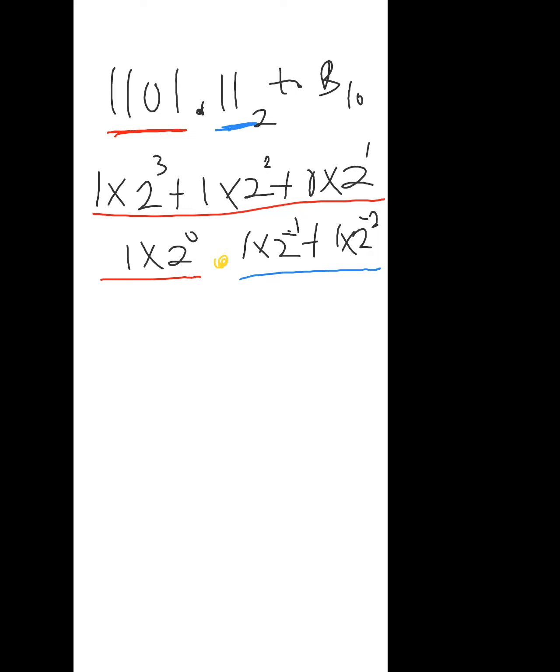Okay, so I'm going to quickly work on it. 2 raised to power 3 is 8. So 8 times 1 will give me 8. I'm doing some compression now because of time. Plus 2 raised to power 2 is 4. 4 times 1 is 4.